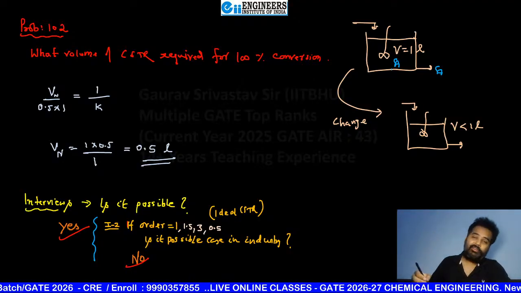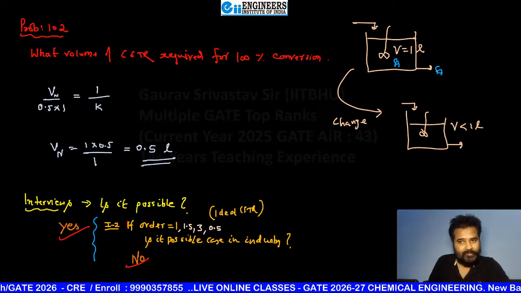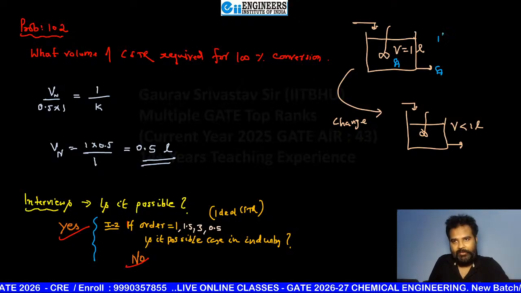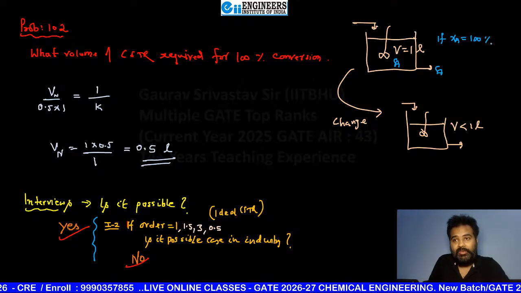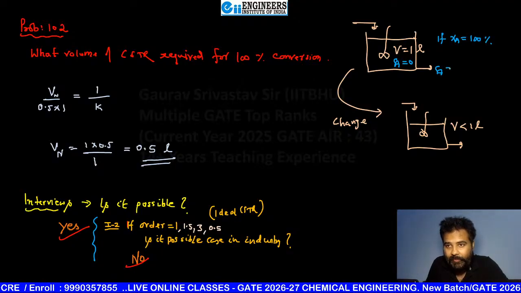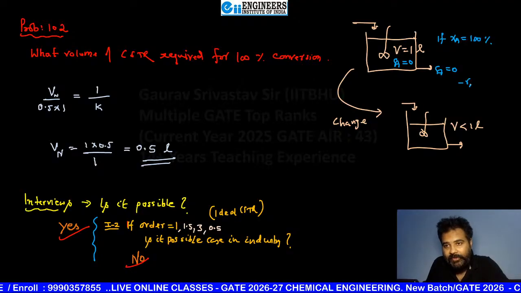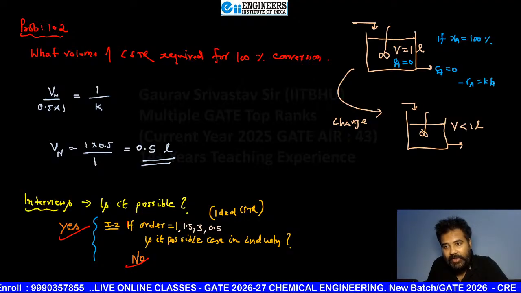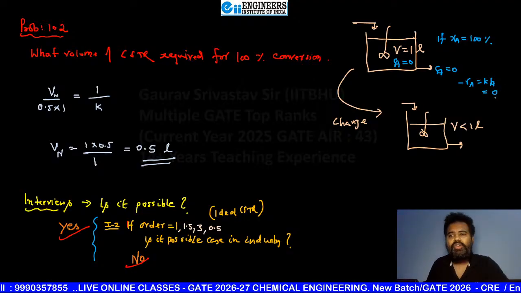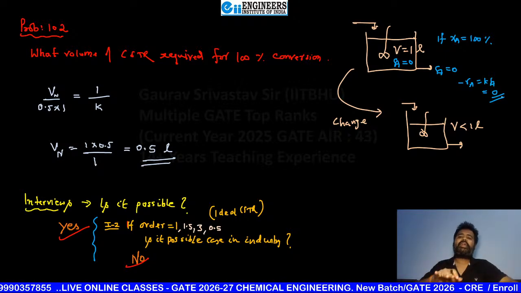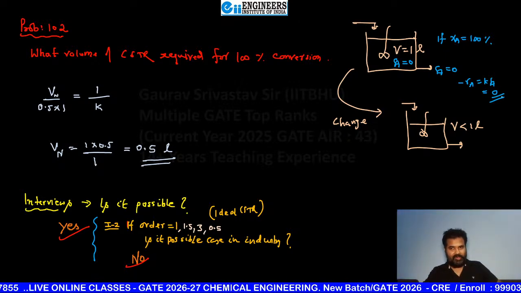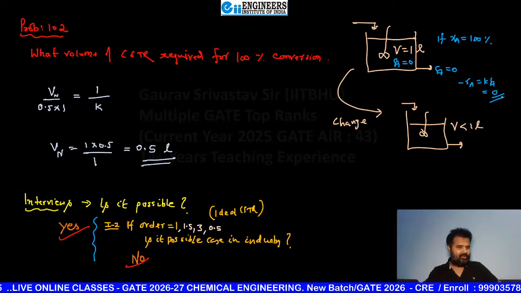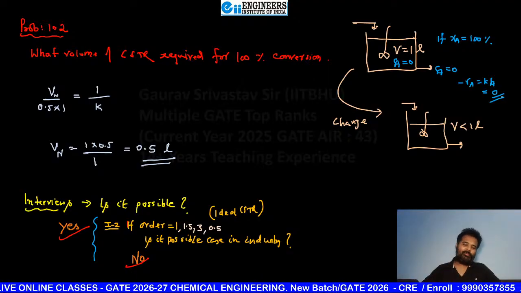See, wait, Anushka, Viswas, and everyone. If this is the case, and if you are telling X_A is 100%, that means this C_A is 0, beta. And if you are writing the rate as kC_A, suppose, then the rate is 0. Every time inside the reactor you are telling nothing is going to happen. Are you able to solve it? Can you solve this by putting values here?